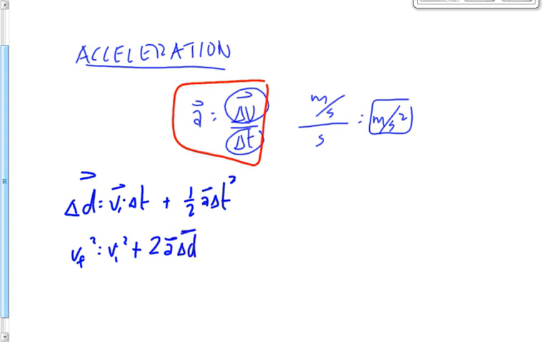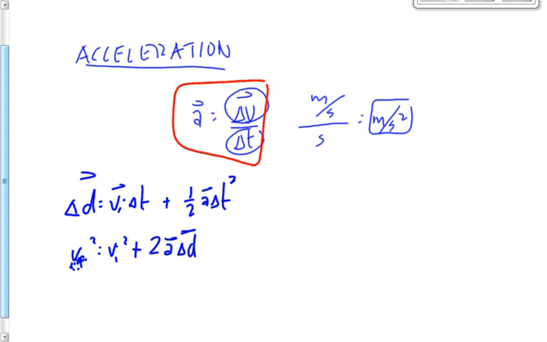Good. What does VF stand for in that case? Final what? No, not final velocity. What does VF stand for there? We talked about that on Friday a little bit, right? VF stands for final speed, right? There's no vector sign over it. When we solve for that VF, we're not going to get the direction. We're only going to get the magnitude of it. In other words, we're only going to get the speed.